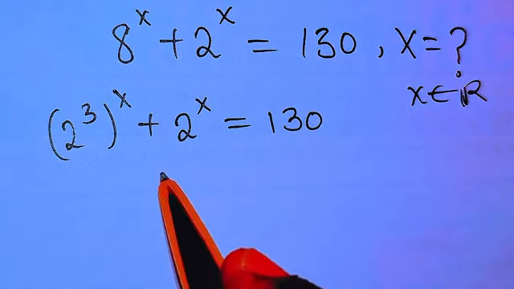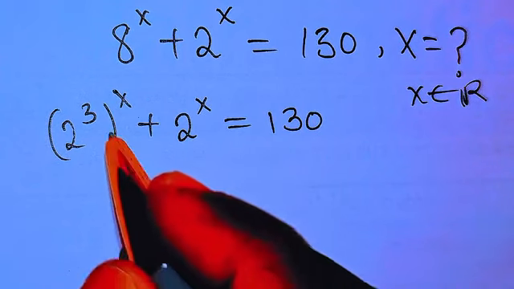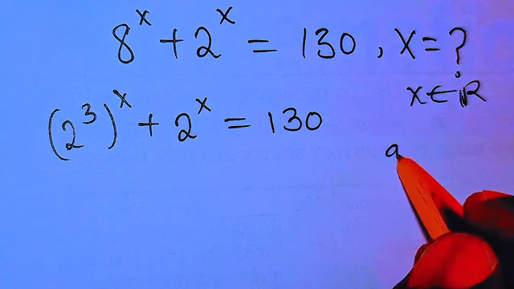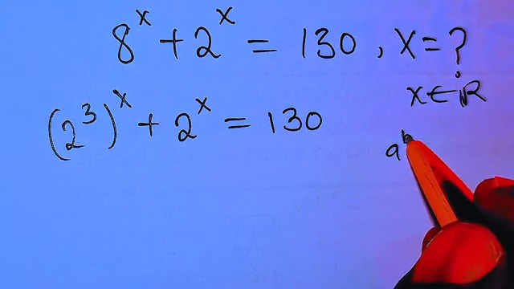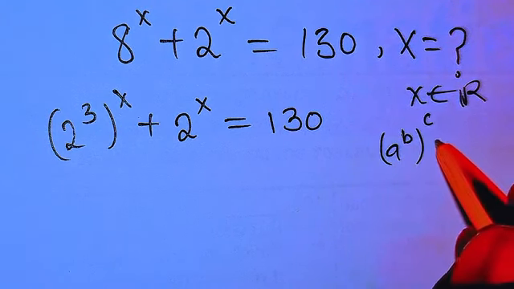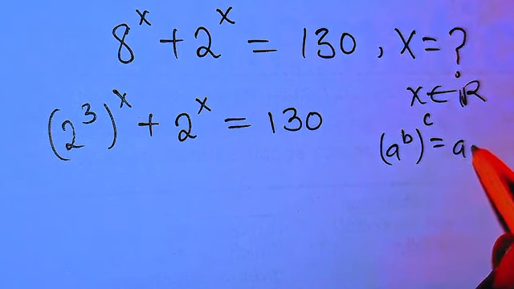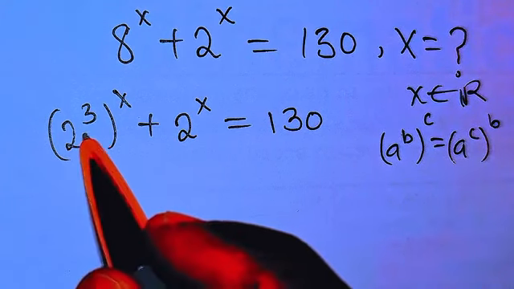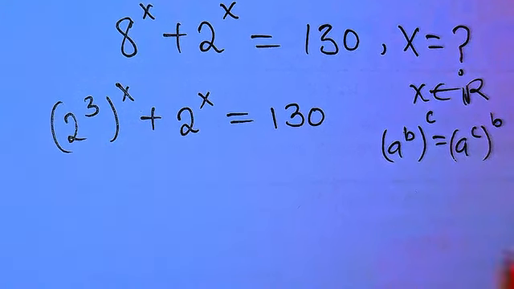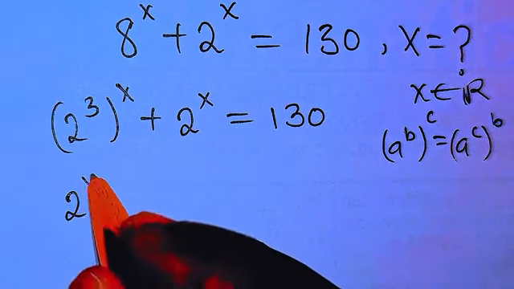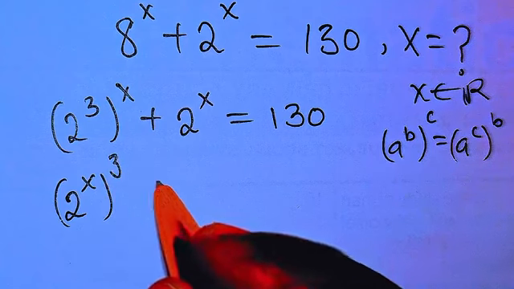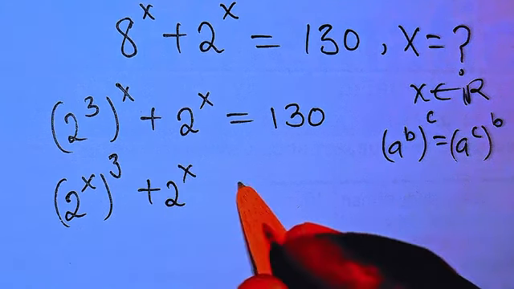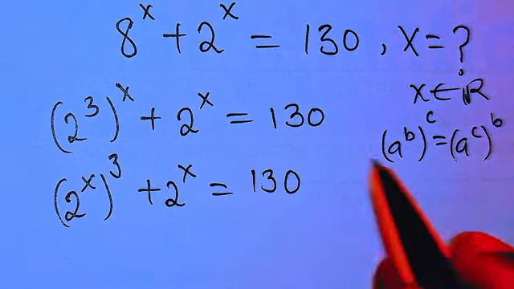So now from here, I'm going to rewrite this using the law that says when you have something like a to the power b, then to the power c, we can have a to the power c, then we take b outside. We are going to use the same thing here. So this is going to be 2 to the power x, then we take the 3 outside, plus 2 to the power x equals 130.